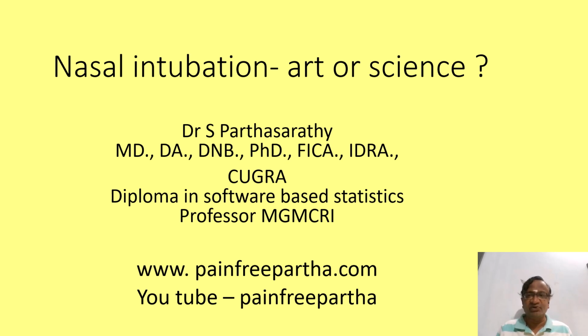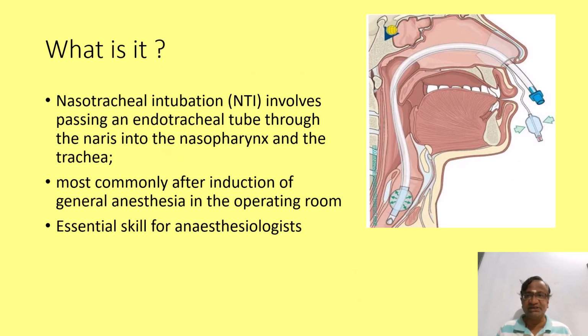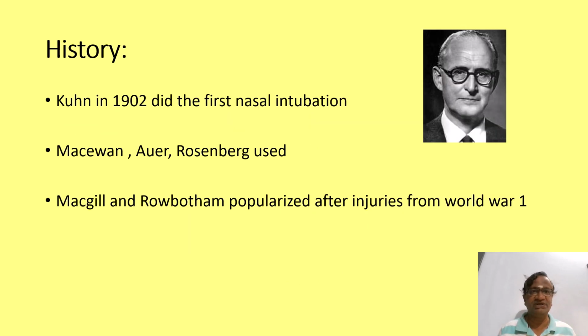Today we are going to discuss nasal intubation. Nasotracheal intubation involves passing an endotracheal tube through the nares, nasopharynx, oropharynx, laryngopharynx, larynx, and trachea. It is usually done after GA, but it is an essential skill for an anesthetist. This is how it comes.